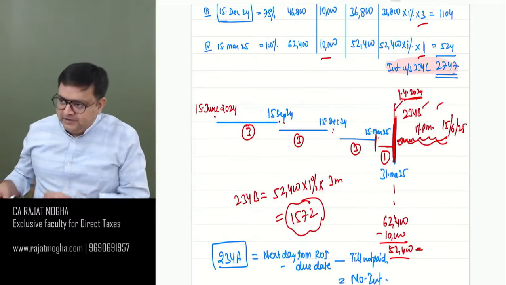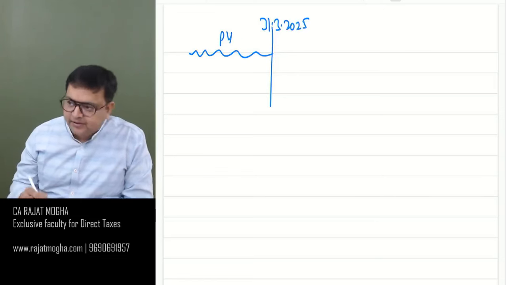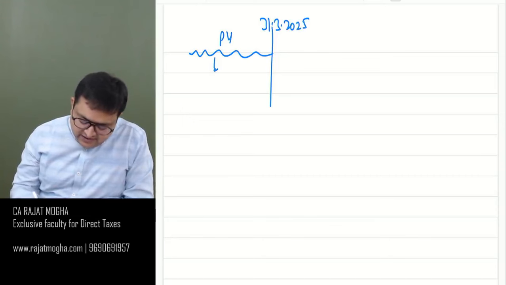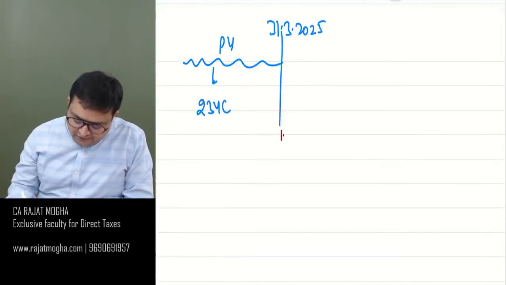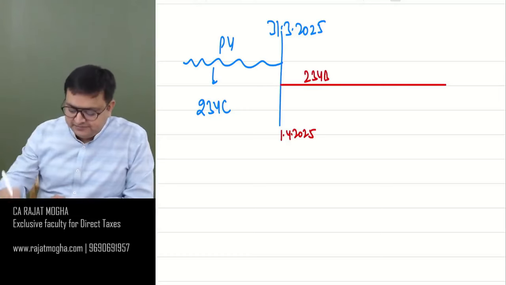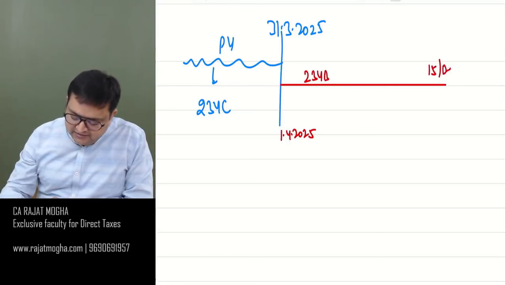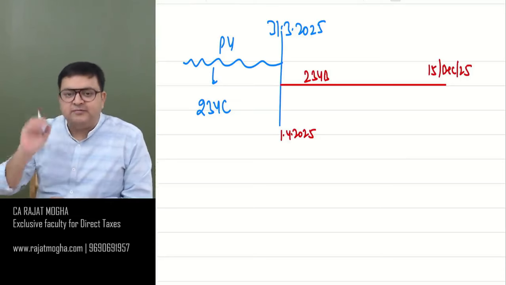Good. See, this is the previous year. It ended on 31st March 2025. Till date, this is the previous year, and here 234C interest will go on. And from now, from 1st April 2025, 234B will go on. Let's say somebody is depositing his ROI, for example, on 15 December 25. So 234B will go on from 1st April till 15 December 25.